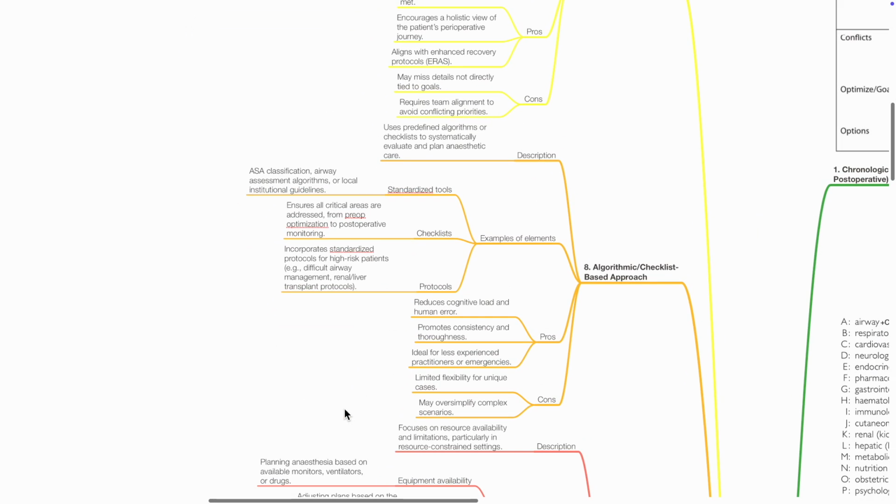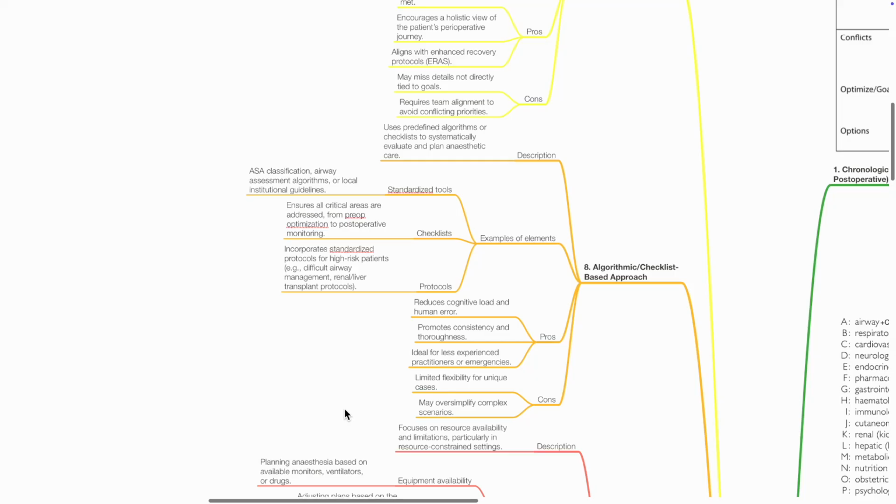Next is algorithmic or checklist-based approach. This uses predefined algorithms or checklists to systematically evaluate and plan anesthetic care. Example of elements includes use of standardized tools such as ASA classification, airway assessment algorithms, or local institutional guidelines, use of checklists and protocols such as WHO checklists, renal or liver transplant protocols, HIPEC protocols, and protocols for converting labor analgesia to epidural anesthesia for emergency cesarean section.